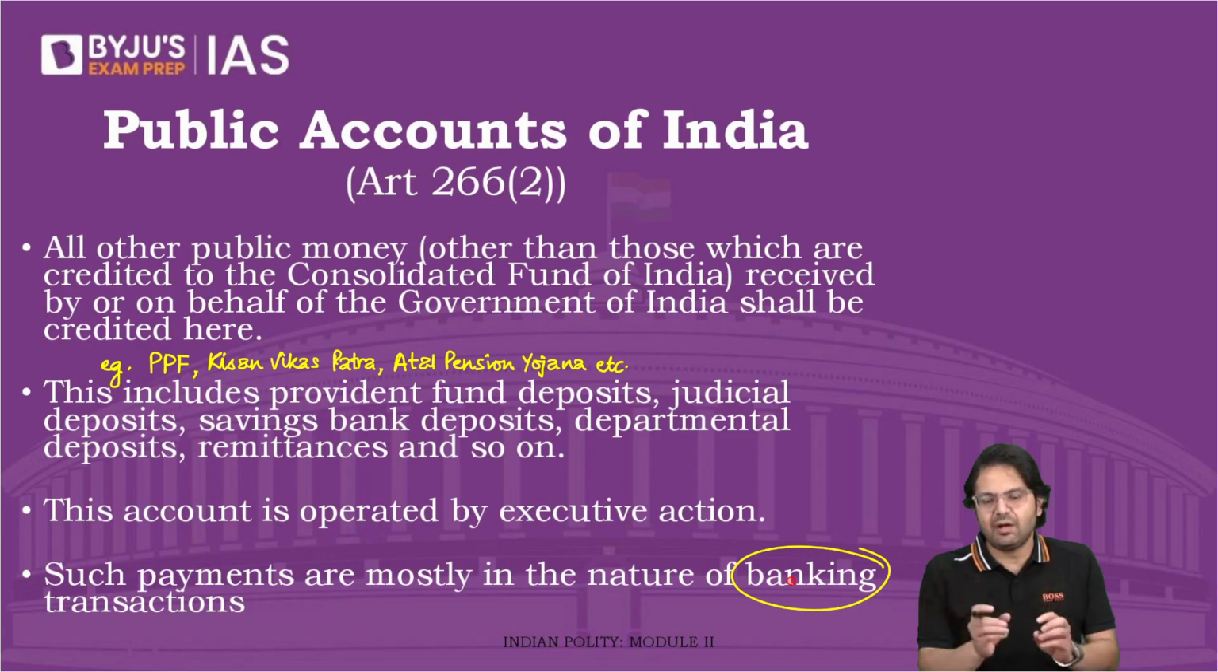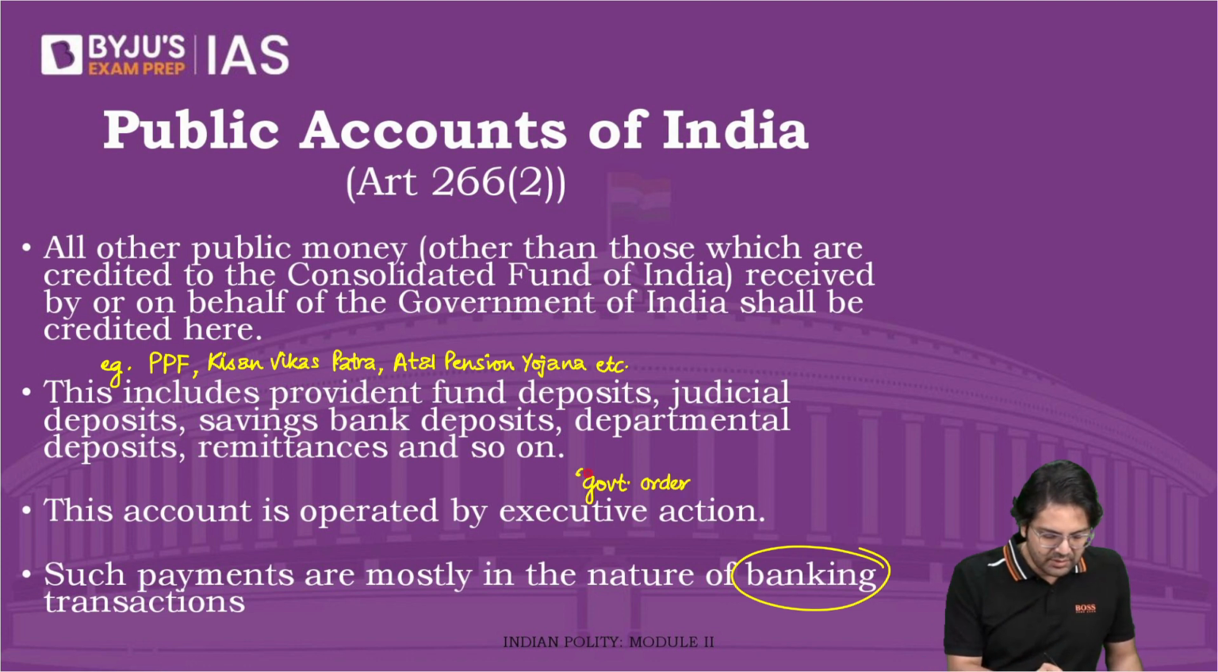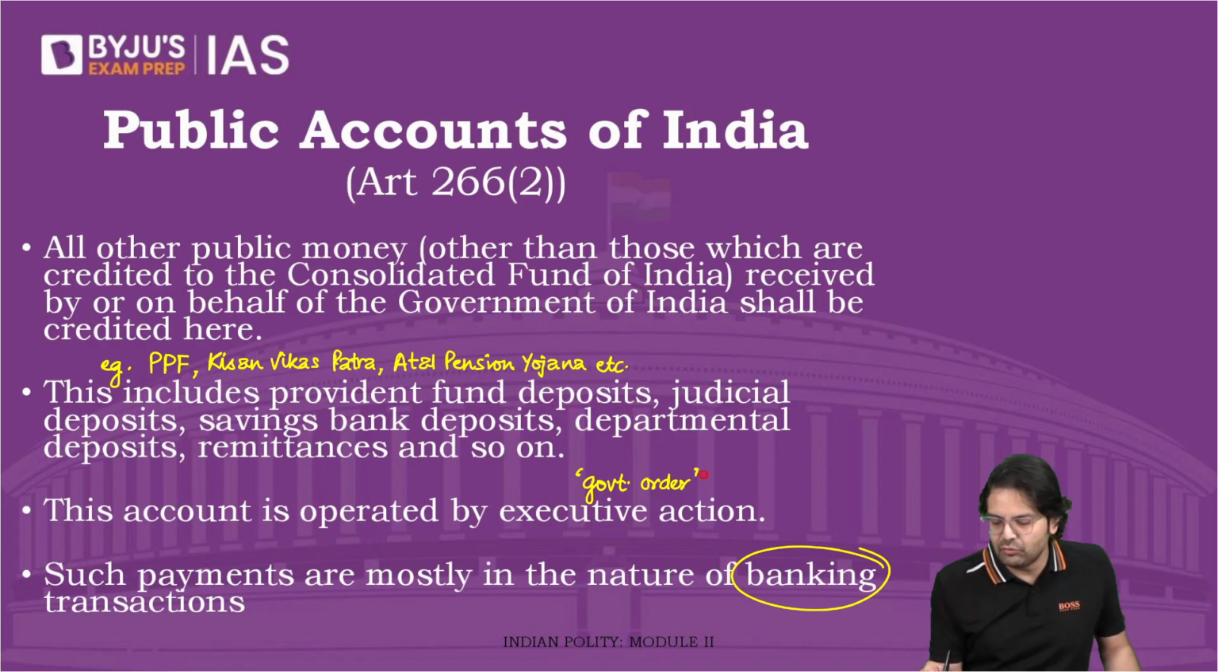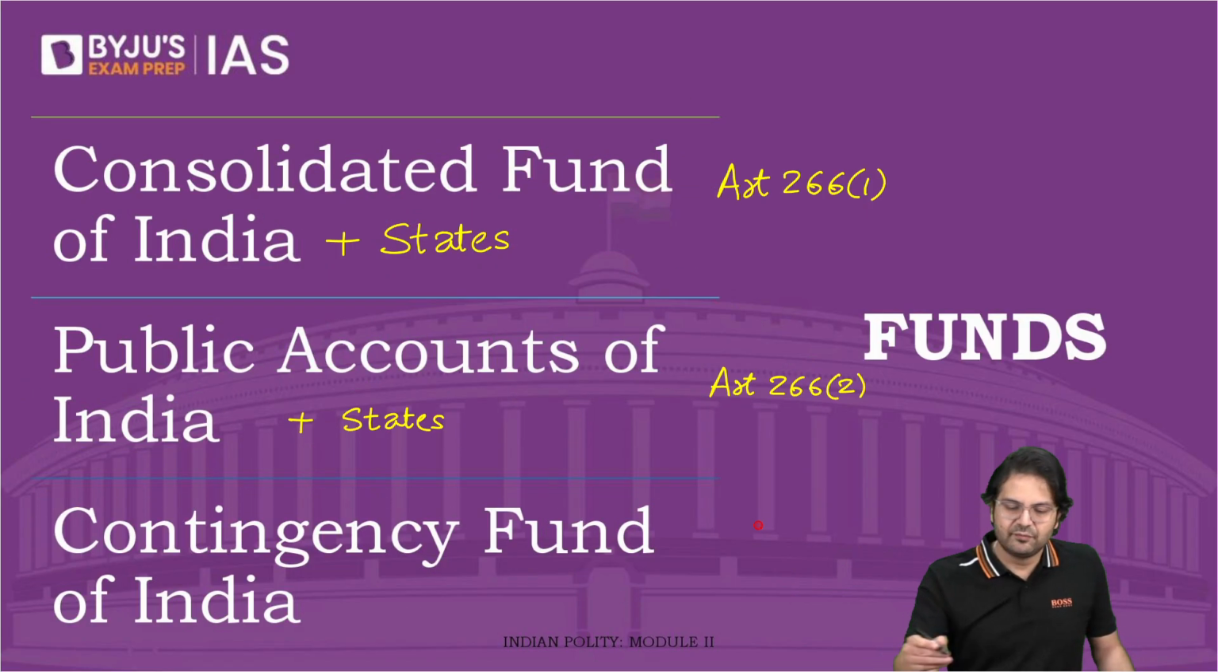Money from this account is taken out through executive action, meaning through a government order. It is people's money only, it is taken out by a government order. There is no need for the parliament to approve all this. I hope this point is clear, right? So Article 266(1) is for CFI and states. 266 clause 2 is for PAI and states.